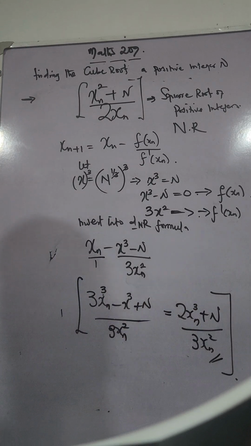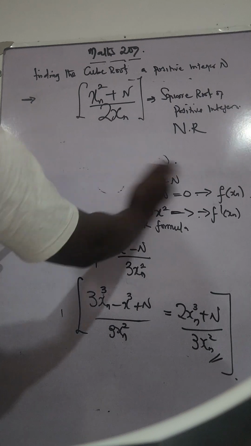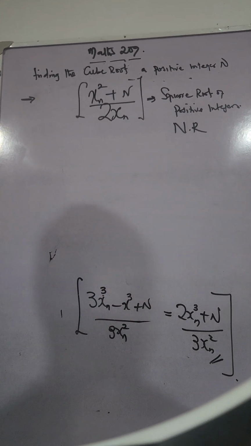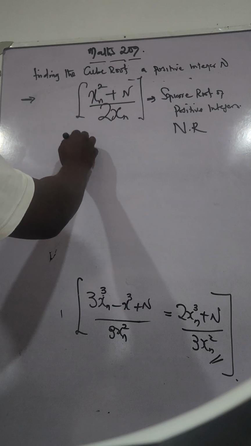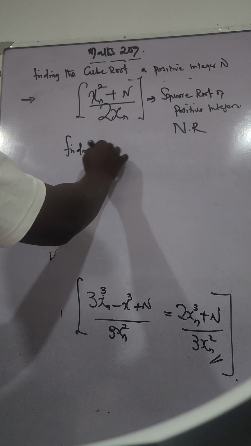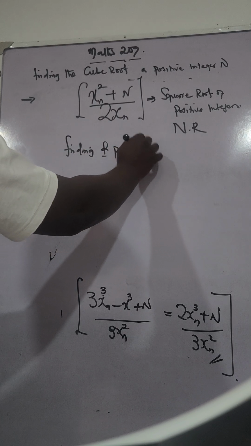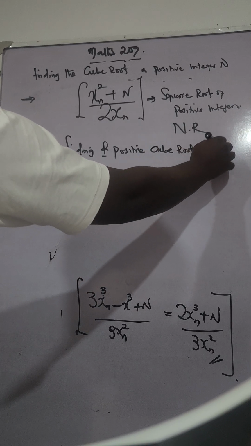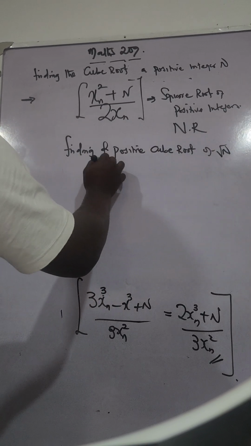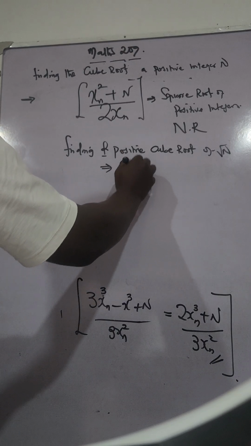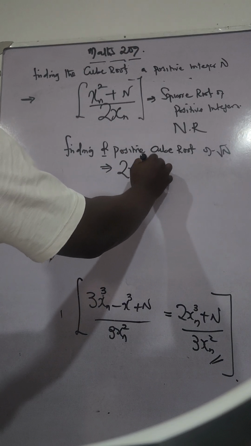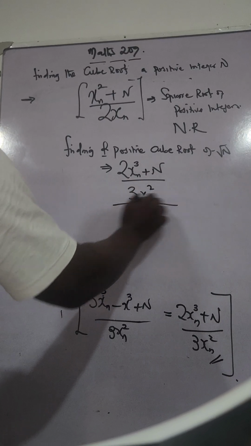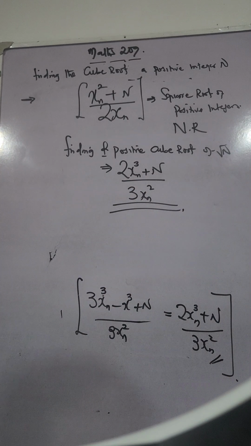The positive cube root. So let me clean it here. Finding the positive cube roots of a positive integer n, the answer is using 2x to the power of 3 plus n over 3x squared. So this is it. Let's not forget.